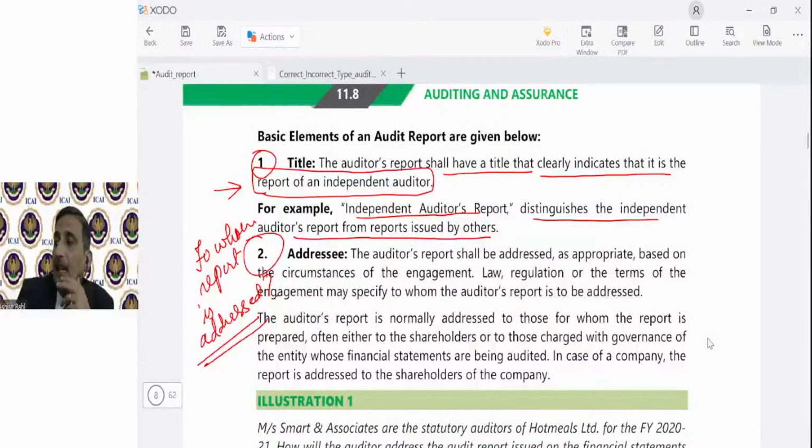And Abdul, you are saying unmodified opinion can be called as qualified or unqualified? No, unmodified cannot be called as qualified opinion. Qualified is modified opinion. But unmodified and unqualified is more or less the same thing. But the all-encompassing word is unmodified. Okay. So we'll be coming to this aspect, Abdul. Please do not jump.